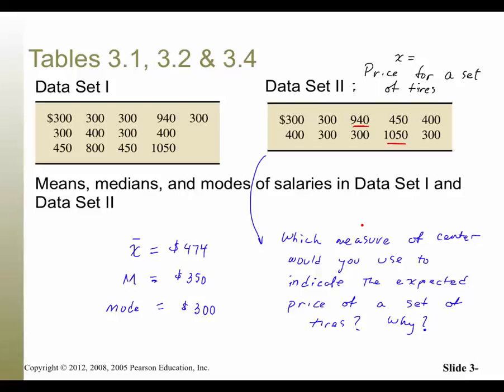Okay. Other arguments? I said mode because it was the highest frequency. So theoretically, if you went to 10 or 12 stores and half of them you paid 300 at, you're most likely to walk into a store where you're going to have to pay 300. Okay. Good argument. I would use the mean because it's the average of all the possible variables available. Okay. So we got a vote for all three. One for each of the three.